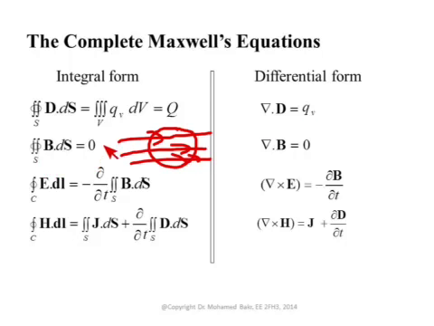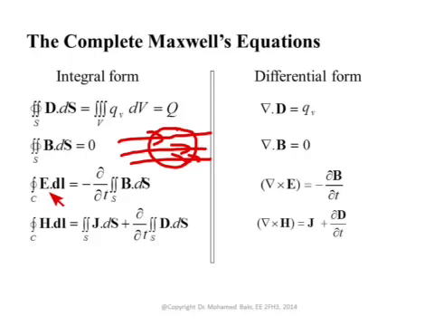If you apply the divergence theorem for this one, you get this expression that at every point in space divergence of B is equal to 0. This is simply saying that at every point in space there is nothing called magnetic charges. Magnetic field lines cannot diverge from any point. They are simply closed lines.